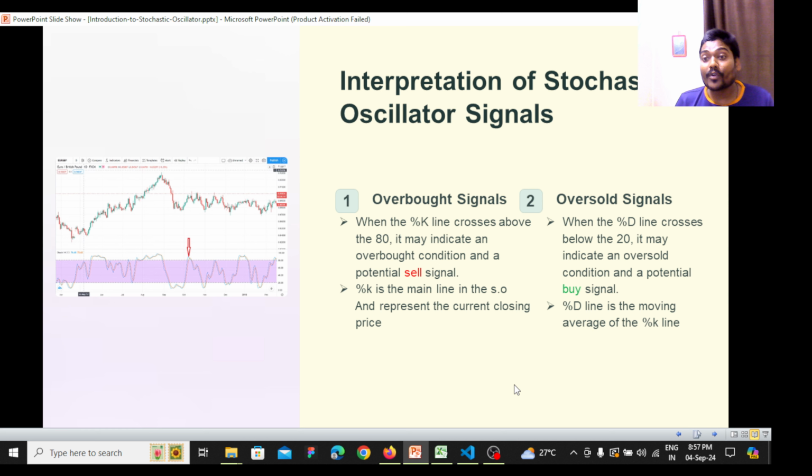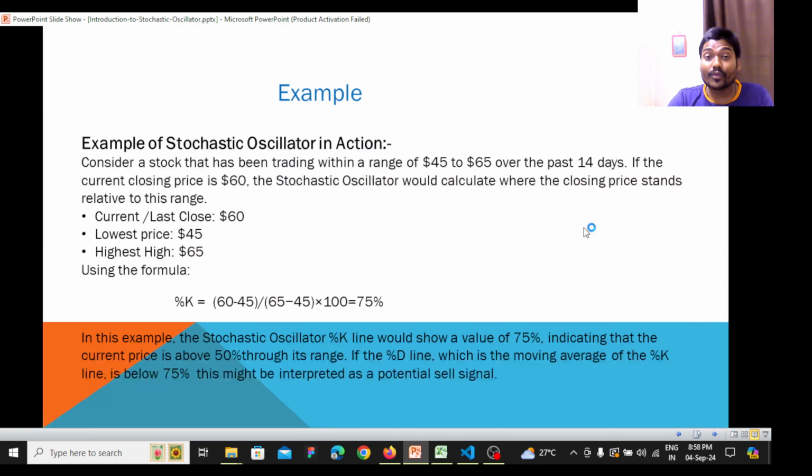So here is an example of how to calculate the stochastic oscillator. Suppose the value belongs to 0 to 100. The range is 40 to 100, the minimum is 40, and the current closing price is 60. So here the lowest price is 40, the current closing price is 60, and the highest price is 100.